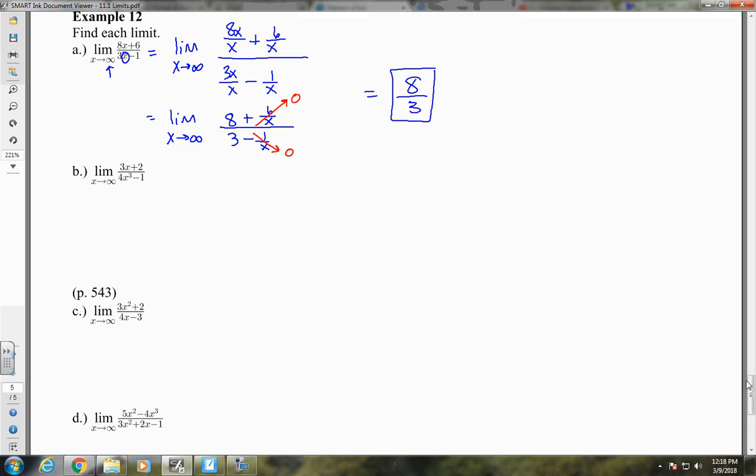Do notice in the original function, the degree of the numerator was 1. That is the highest exponent I can find. The degree of the denominator is also 1. And you're going to see a rule of thumb, a quick, easy way to evaluate this limit. If your numerator and denominator have equal degrees, your limit is the ratio of leading coefficients. Okay? So let's look at example B.